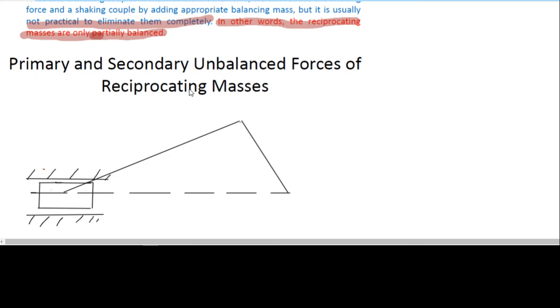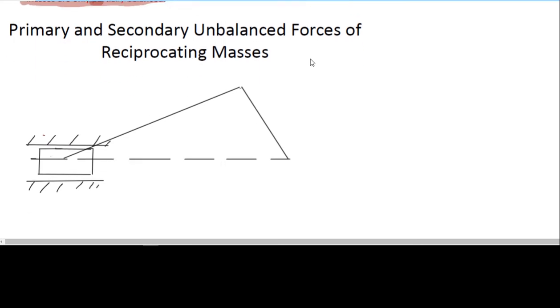So let us consider the reciprocating masses in a slider crank mechanism once again to know what are the primary and secondary unbalanced forces of reciprocating parts. There will be two unbalanced forces. One is primary and the other will be secondary. We will see what they are.